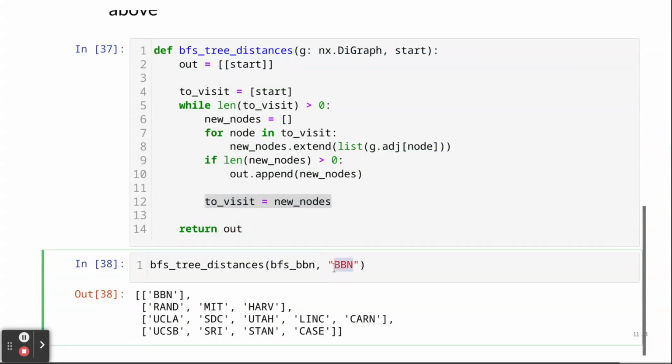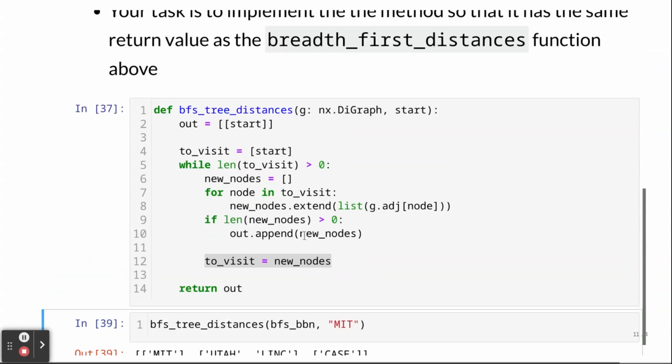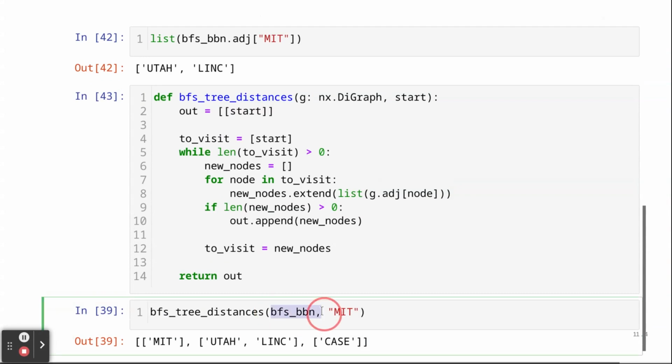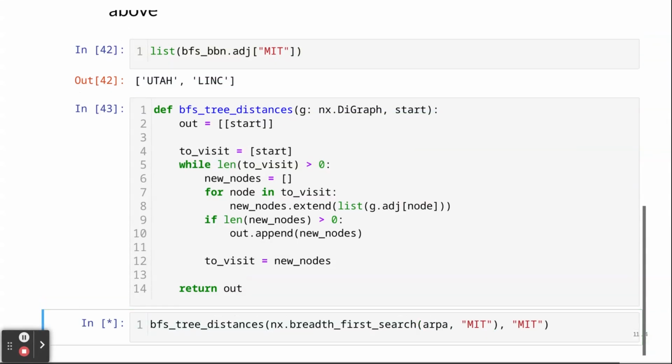To check that it's the same, I'll put MIT back in here. In order to check this, we need to go back and ask NetworkX to first compute that breadth first search object, starting from MIT.